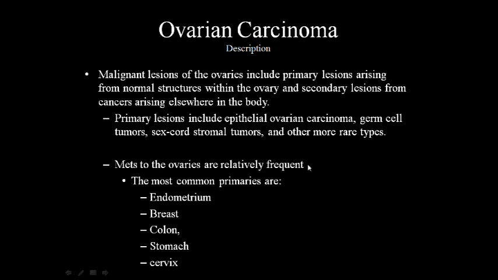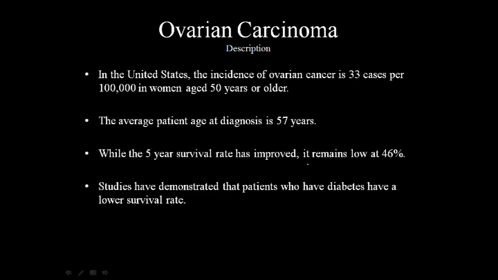Primary lesions include epithelial ovarian carcinomas, germ cell tumors, sex cord stromal tumors, and other more rare types. Mets to the ovaries are relatively frequent, and the most common primaries are endometrium, breast, colon, stomach, and cervix. All of these cancers tend to metastasize to the ovaries.